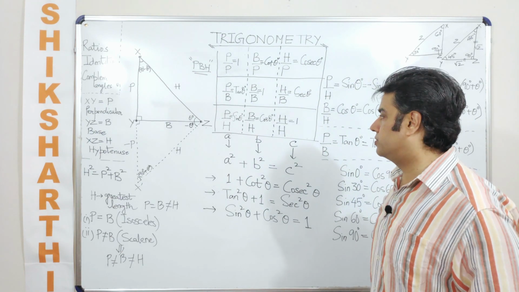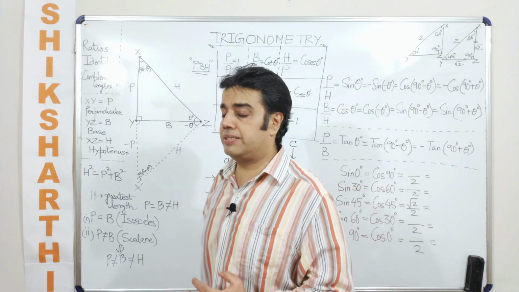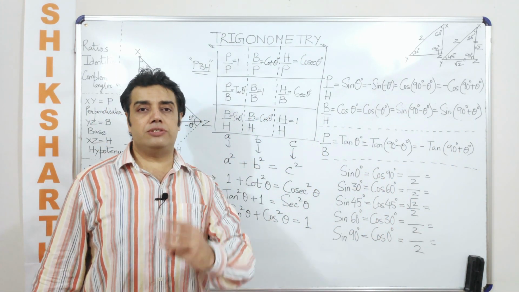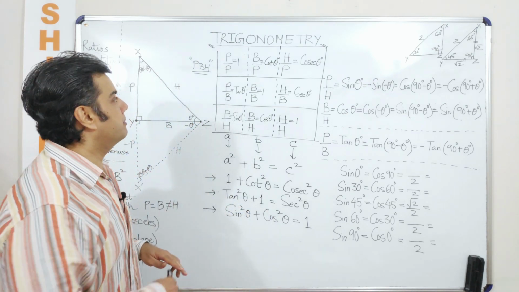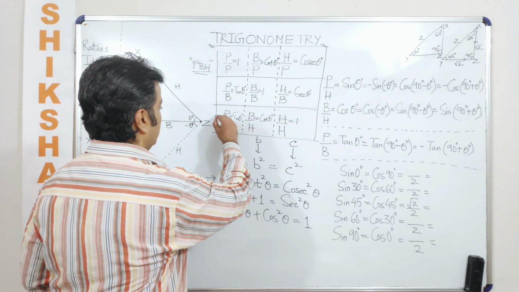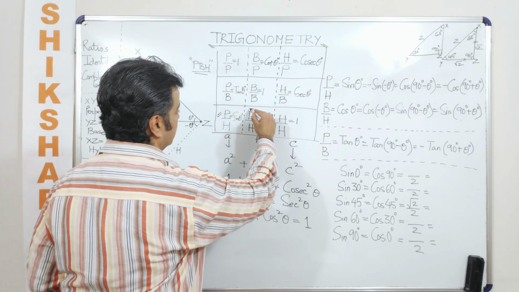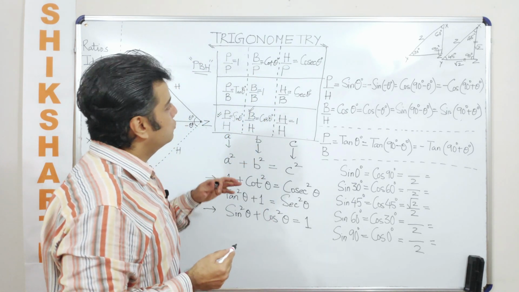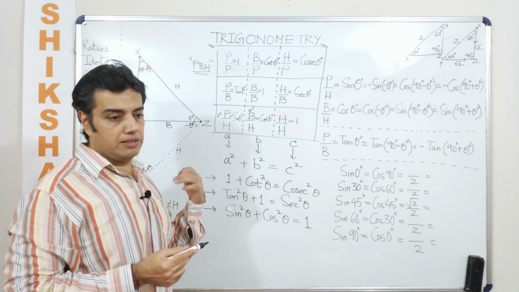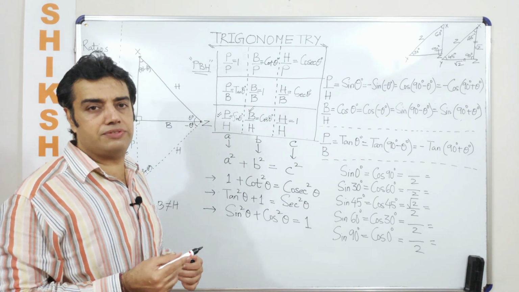I hope you would have understood this. Now, once you have understood this, what are the things? There are only 2 things that you need to remember from here. So if I remember this, and if I remember this, can I get the values of cosec if I know that cosec is the reciprocal of sine?